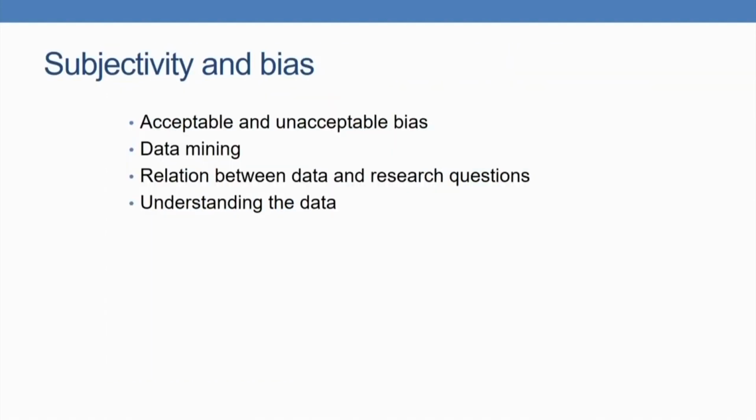The third issue with regard to subjectivity and bias is the relation between data and research questions. Now, complementing the concept of data mining is the unselective assembly of large quantities of data without any clear notion of what the data represent or their relation to a research problem or questions. While this approach cannot necessarily be associated with allegations of bias, in an extreme form it is certainly unsystematic and lacking in rigor.